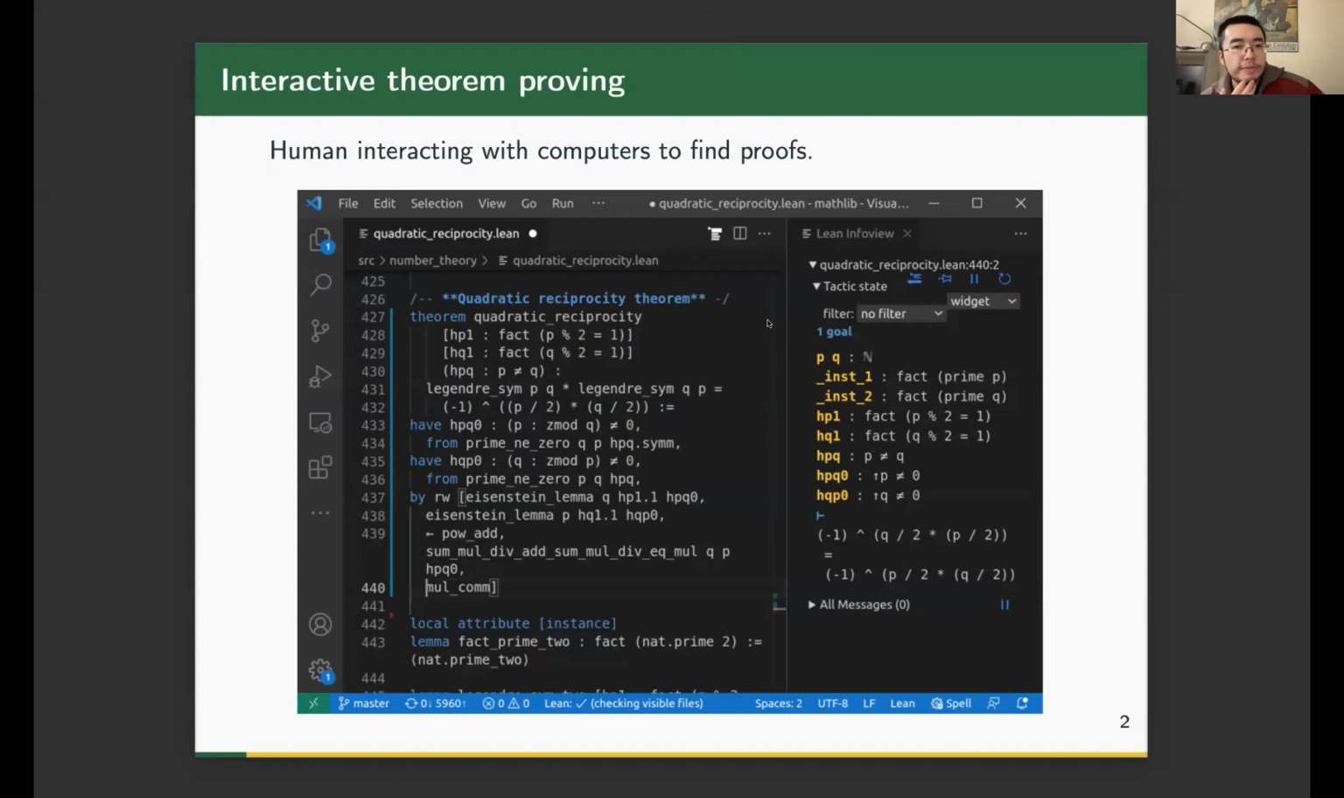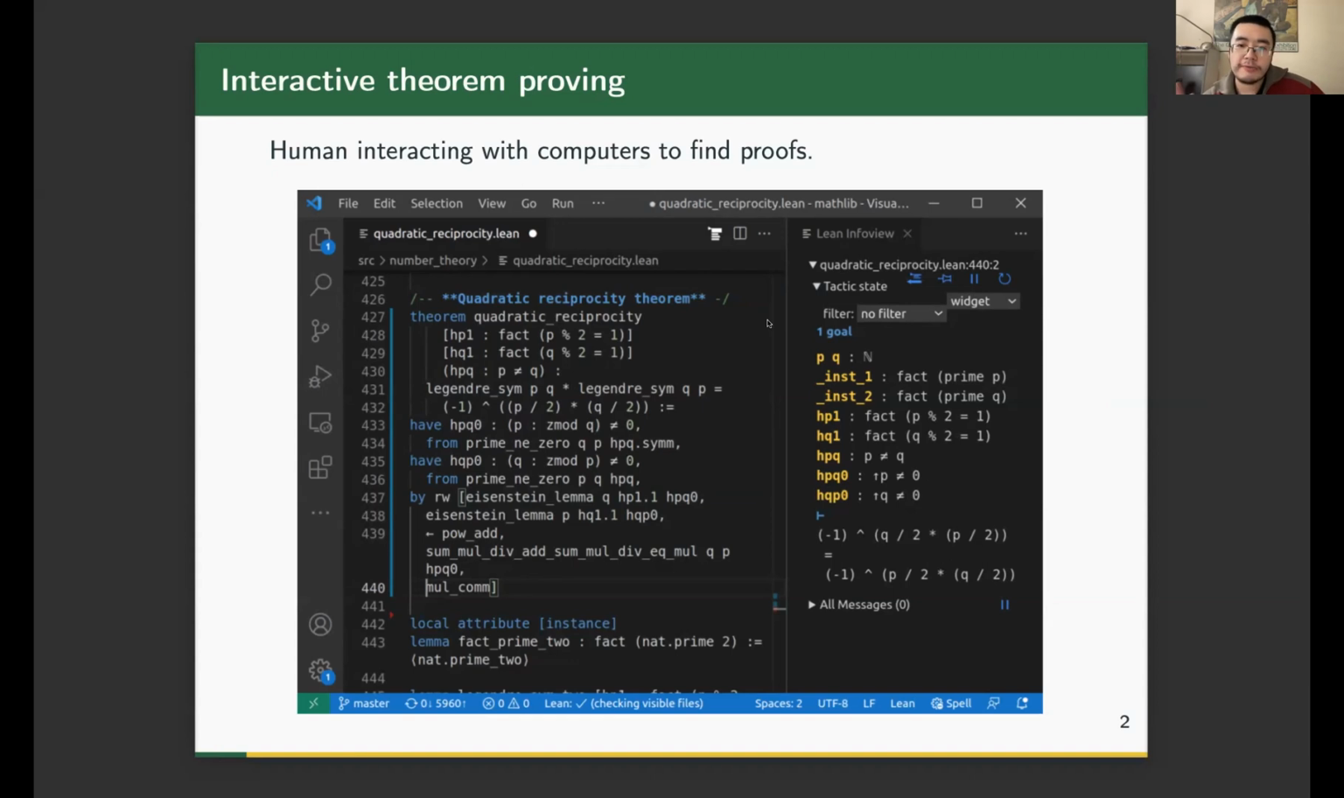Okay, so this is a big picture of interactive theorem proving, and you can see it on the left half of this screenshot. This is how we do interactive theorem proving in an interactive theorem prover called Lean. On the left half of the screen there is the theorem stated. This is the quadratic reciprocity theorem, and you can see the proof there, with keywords like have, from, by, whatever.